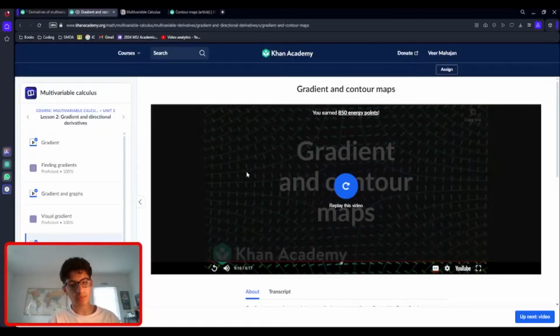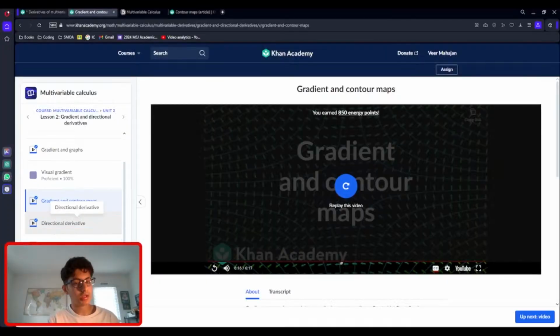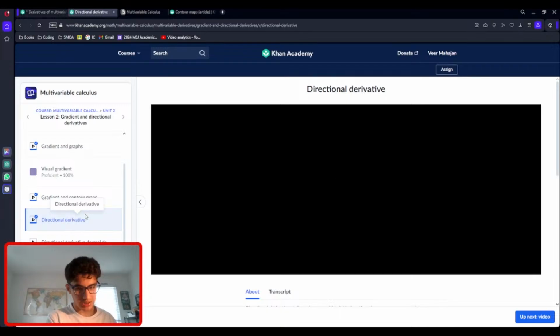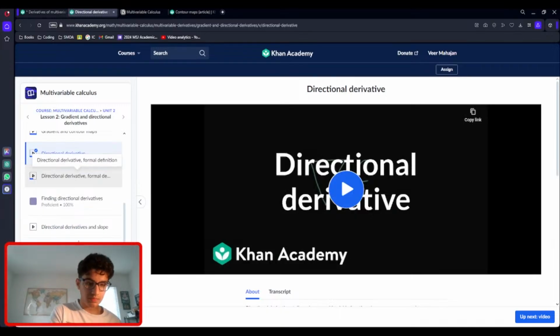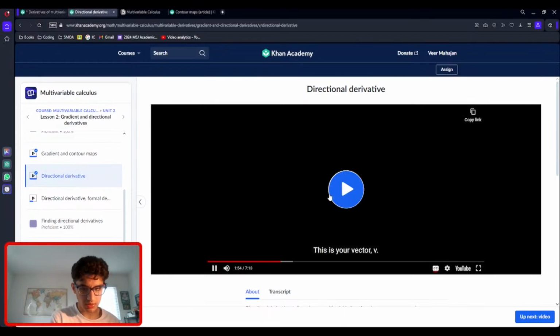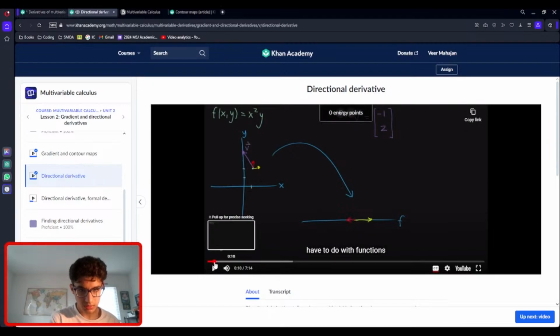Okay, gradient is always perpendicular to contour lines. Directional derivative. Let's do that. That's the last one. No, not the last one. We might actually just stop. Okay, we will finish this thing. We'll finish this entire unit.